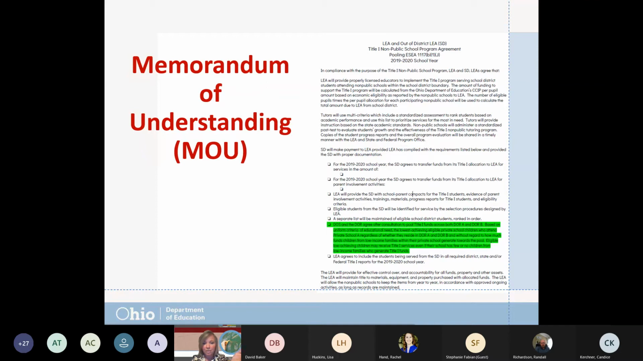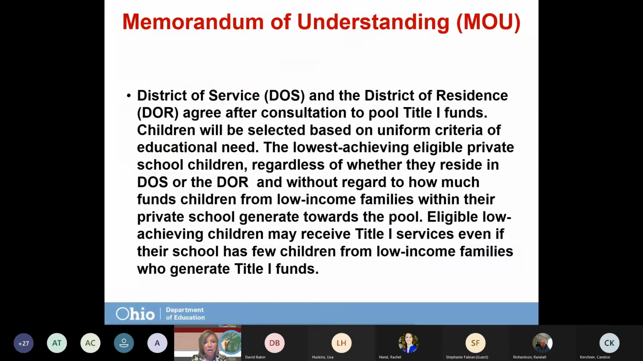Now, I will say, we won't provide you a template, but if you ask me for some best practices MOUs that we've collected, we do have those that districts have said we can share out. So we do have those. On the next slide, you'll see the clause in a sample MOU with the pooling language. Districts who want to exercise pooling should have a similar statement in the MOU. This statement comes straight from the updated Title I guidance that Lisa mentioned earlier.